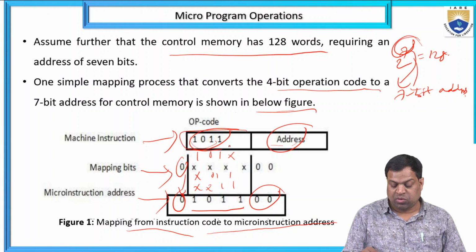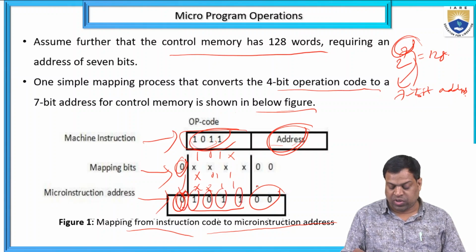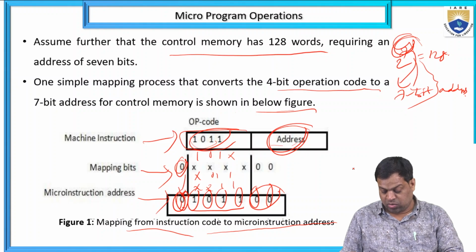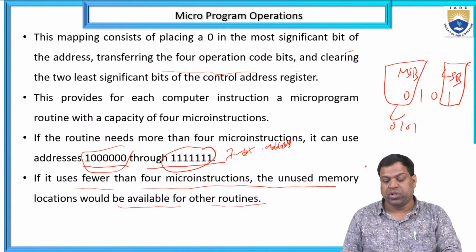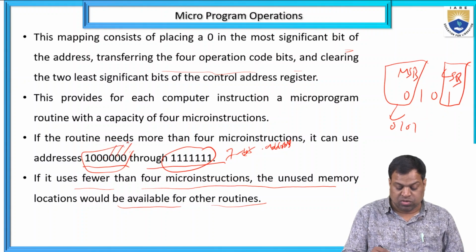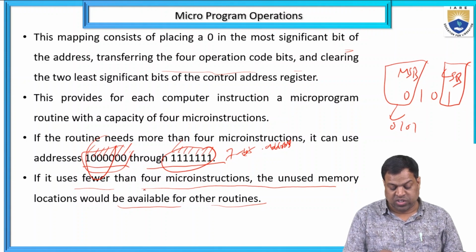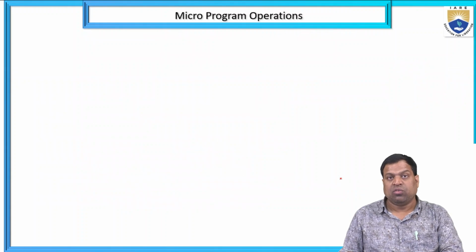In the 7 bits, 4 bits are the opcode, and the remaining are the address. So mapping of bit 0, 1011. How many bits are there? 1, 2, 3, 4, 5, 6, 7 bits. It is a mapping of instruction code to micro instruction address, and it consists of placing 0 in the most significant bit, MSB, and LSB. So here 0, 1, 2, 3, 4, 5, 6, 7 bits. Here also 7 bits, all zeros to all ones. It uses fewer than 4 micro operations, and the unused memory locations would be available for other routines.